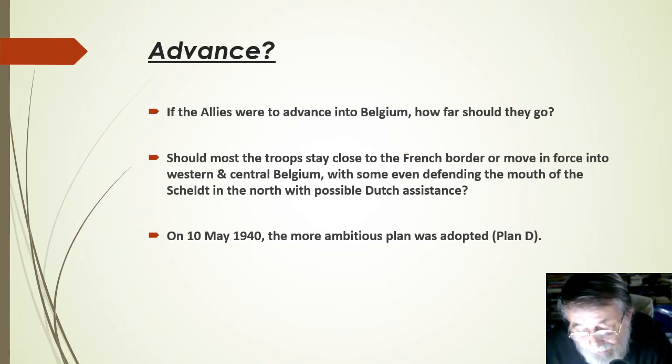But if the Allies were to advance into Belgium, how far should they go? Should most of the troops stay close to the French border, or move in force into western and central Belgium, with some even defending the mouth of the Scheldt River with possible Dutch assistance? On the 10th of May, the start of the German invasion, the more ambitious plan of moving far into Belgium was adopted.